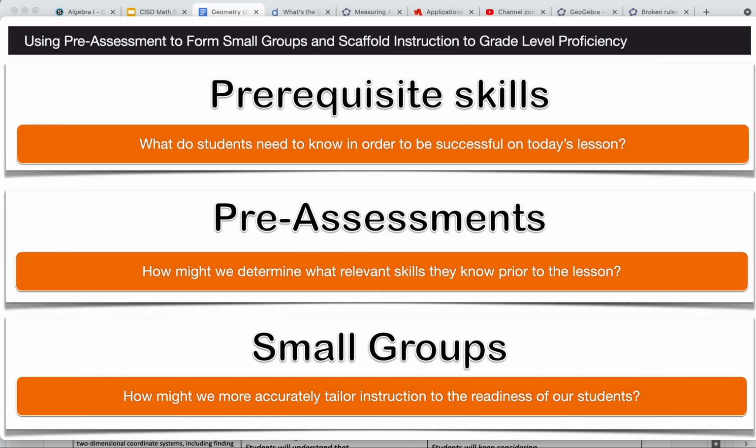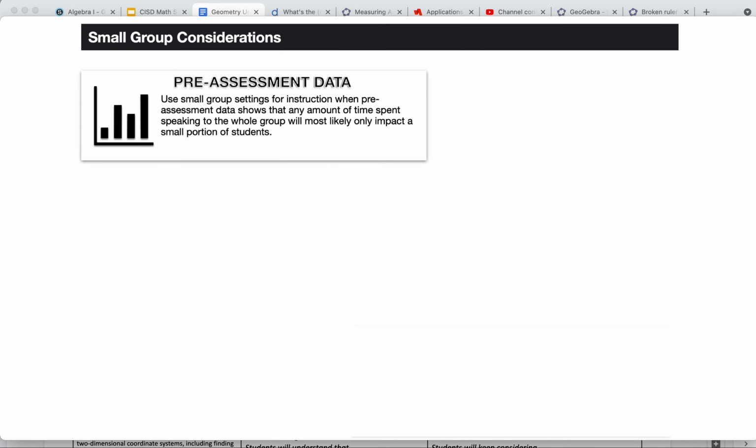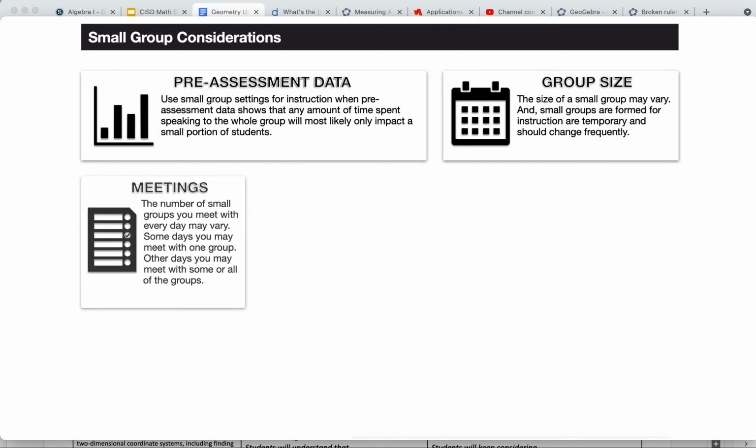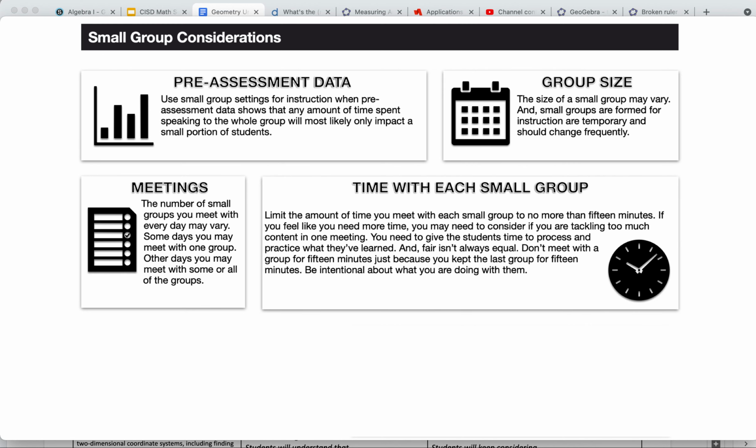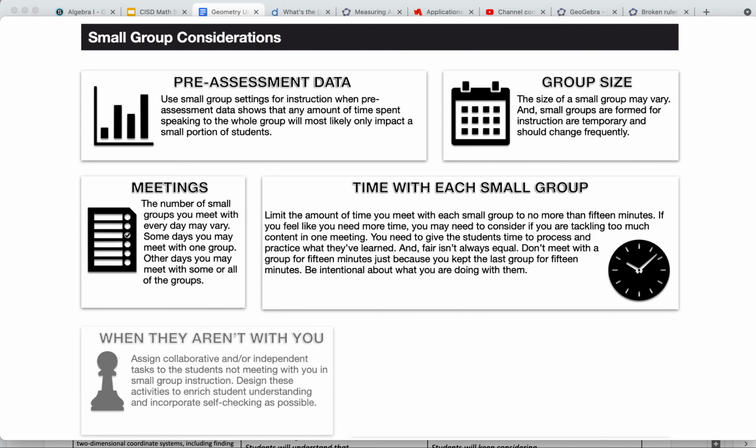In order to do that, we know that we use small group settings for instruction when pre-assessment data shows any amount of time spent speaking to the whole group will most likely only impact a small portion of the students. The size of the group and number of meetings may vary, but the important part is that we are intentional about what we are doing with the students when we meet with them.